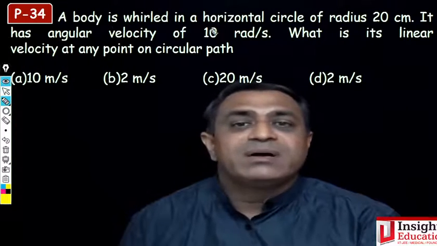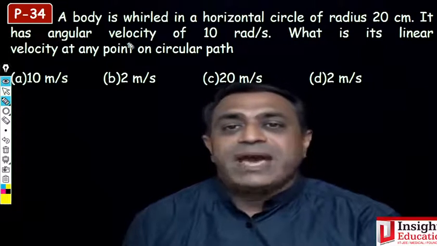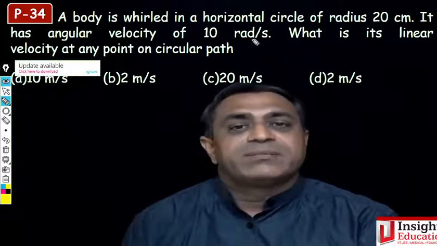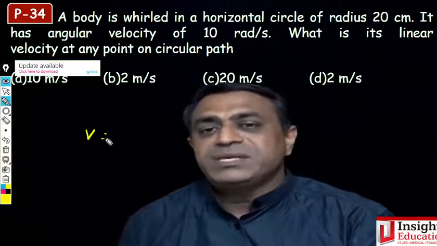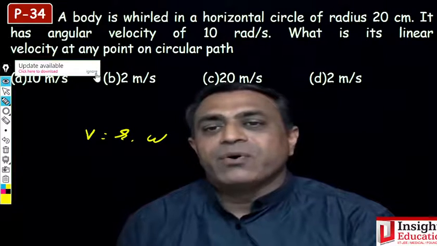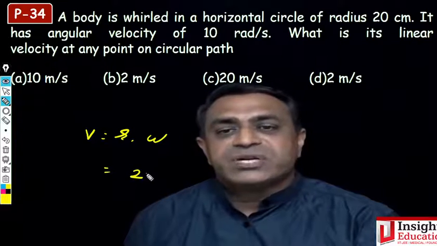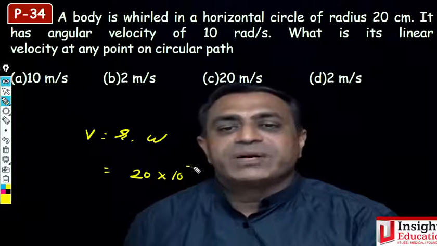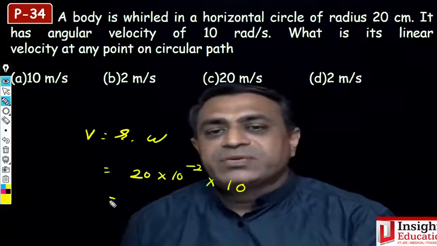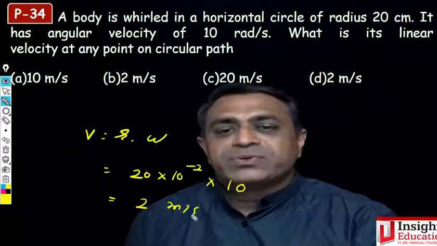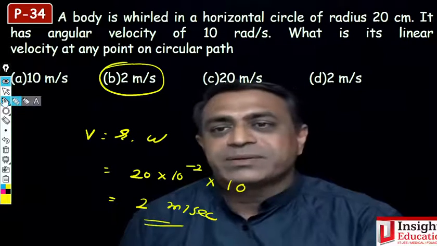A boy is whirled in a horizontal circle of radius 20 centimeter. It has angular velocity 10 radian per second. So what is the linear velocity? So v is equal to r into omega. Radius is 20 centimeter. We want meter, so 20 into 10 raised to minus 2, and omega is 10. So 200 into 10 raised to minus 2, so 2 meter per second. So the answer is 2 meter per second.